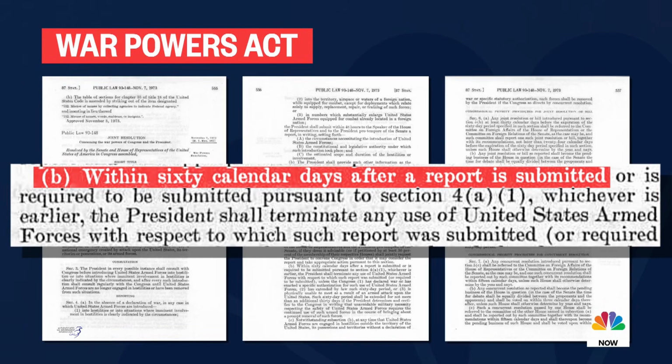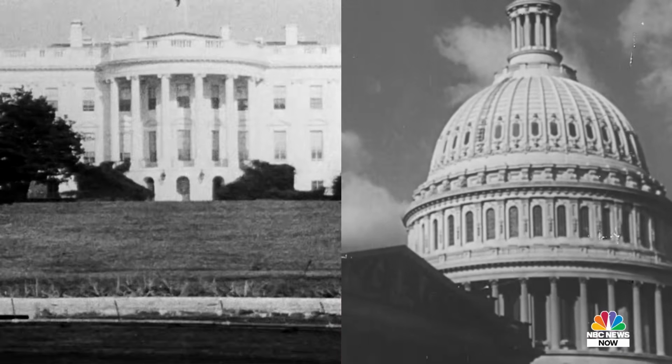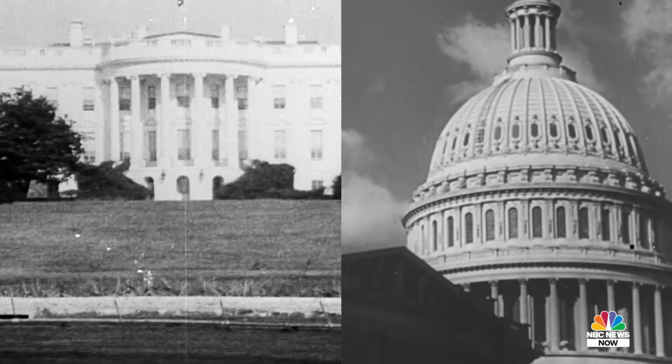But according to the Congressional Research Service, the executive branch has been pushing the limits of presidential power, including to rescue American citizens abroad, protect U.S. embassies, and even to suppress civil insurrection. It's part of where the separation of powers has been strained.